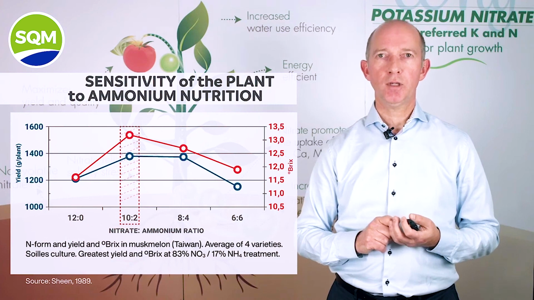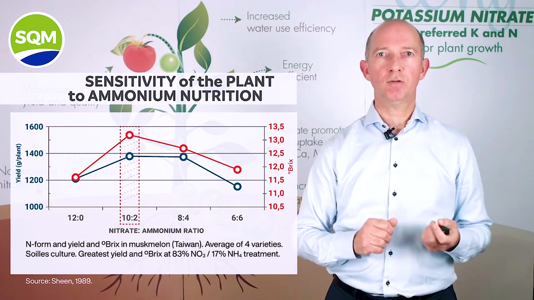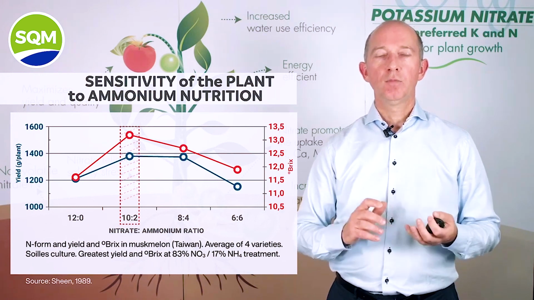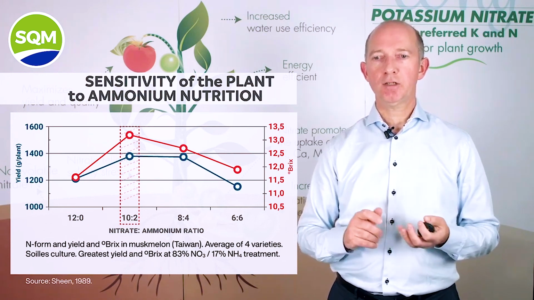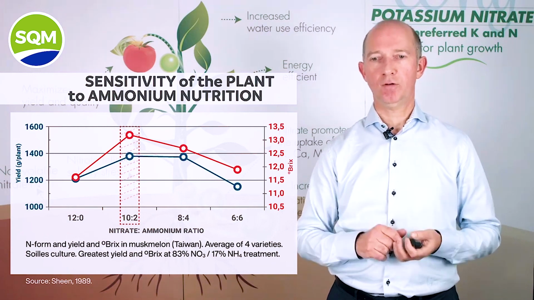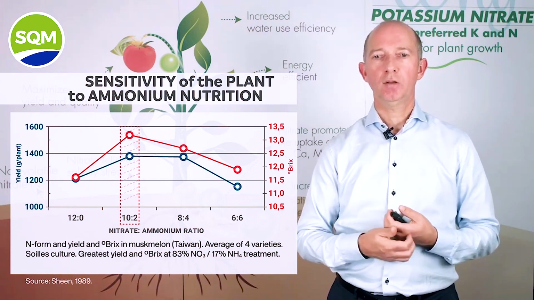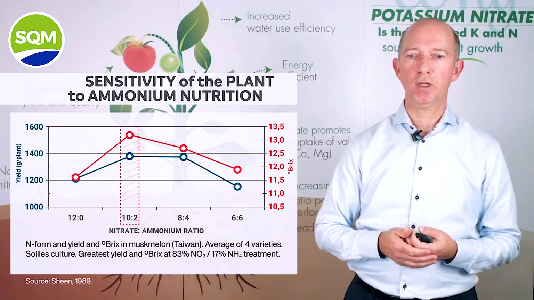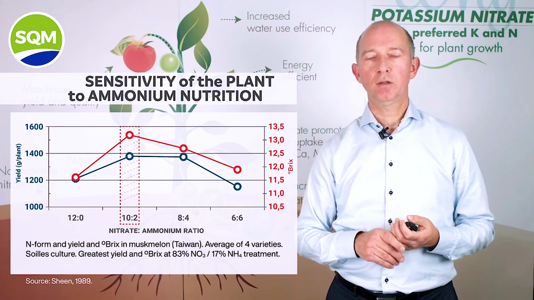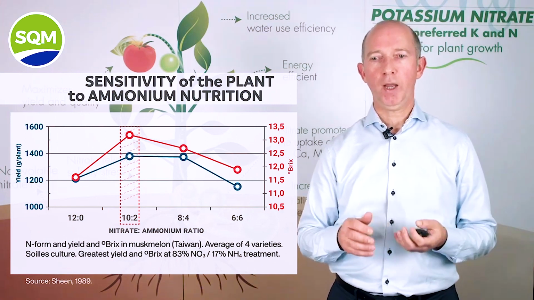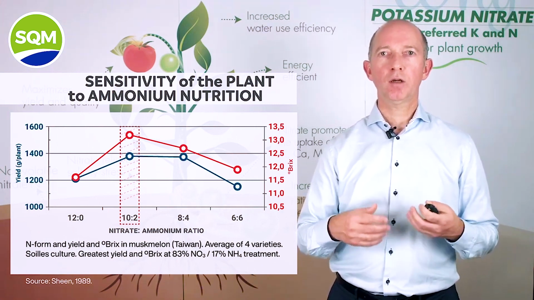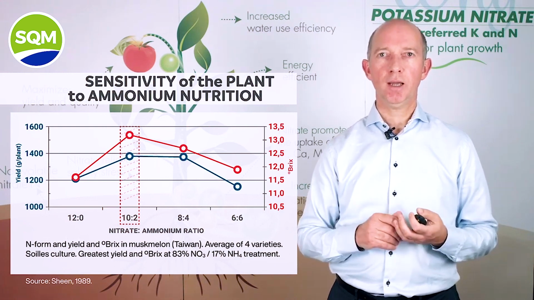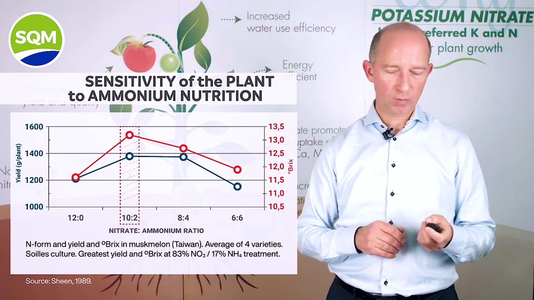If we look at this graph, we see that the ideal ratio is 10 units of nitrate to 2 units of ammonium. The red line represents the degrees of Brix, the sweetness of the fruit, so to say. And the blue line, the yield. The blue line is on the y-axis on the left hand, and you can see that best yields were obtained in the ratio 10 to 2 to 8 to 4. But when it comes to the degrees of Brix, the sweetness of the fruit, there was already a decline when a ratio of 8 to 4 was being applied.